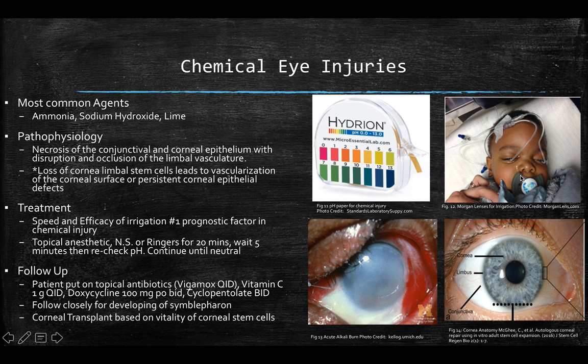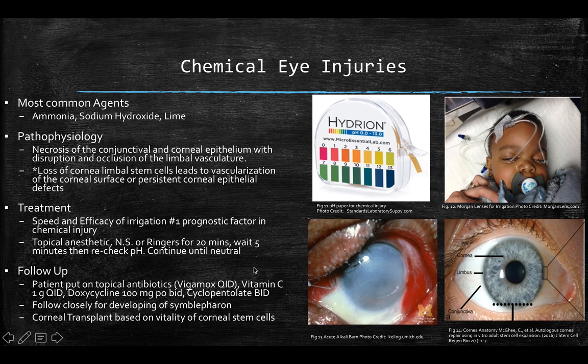These are Morgan lenses. These are used in the emergency department to promote efficient irrigation. Many times in the children's hospital, we'll give the patient a relaxing medication such as intranasal Versed to help them tolerate the irrigation, because it can be a challenging process to get the kids to hold still and do it the right way. And this photo just shows complete corneal haze due to an alkali burn.